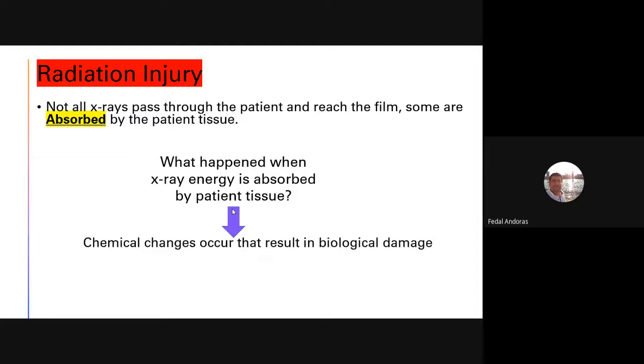So what happens when X-ray energy is absorbed by patient tissue? Chemical changes occur that result in biological damage. You might count the slides one after another, but every slide is composed of simple things. And this biological damage can happen through two things. First, ionization of the matter or of the atoms within the cell. And second is formation of free radicals.